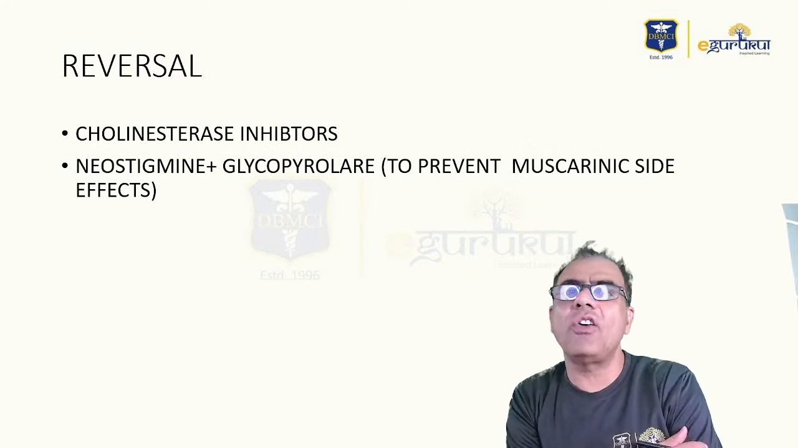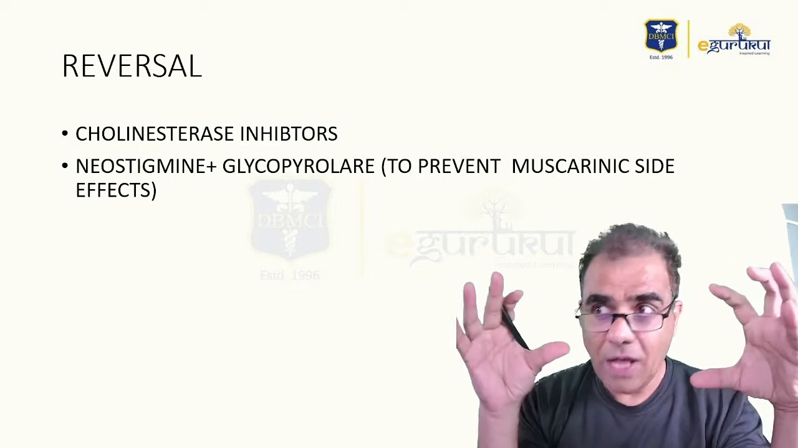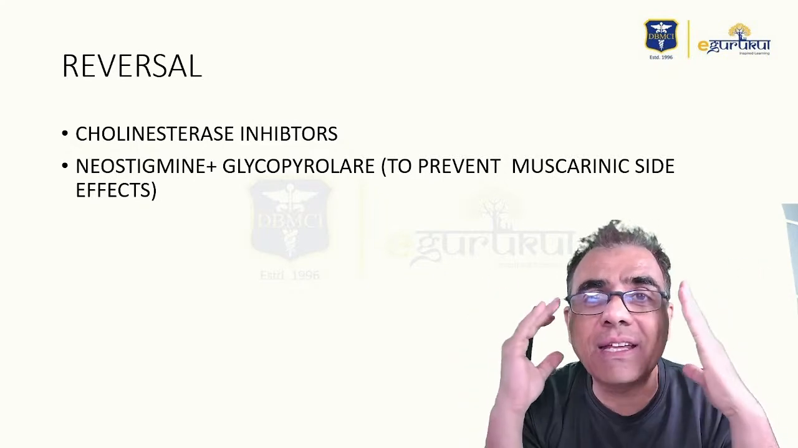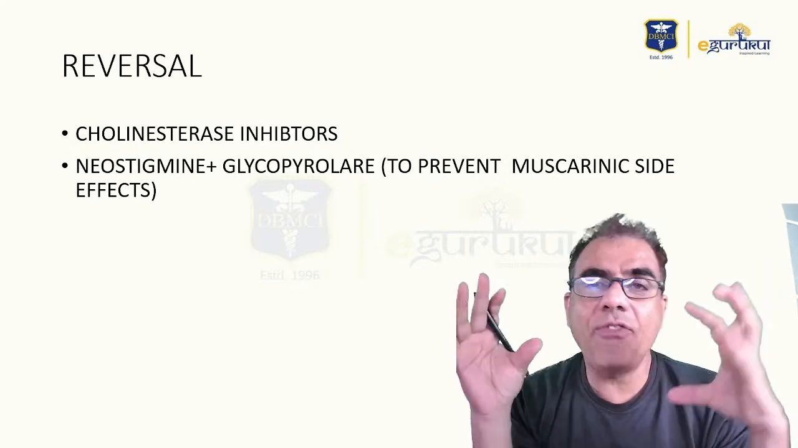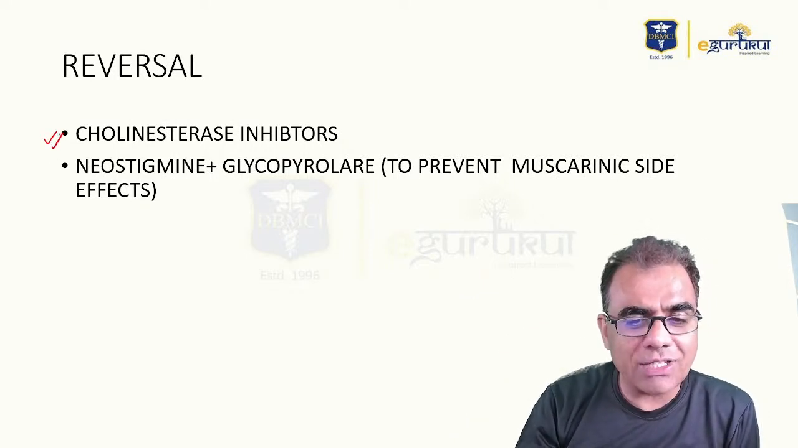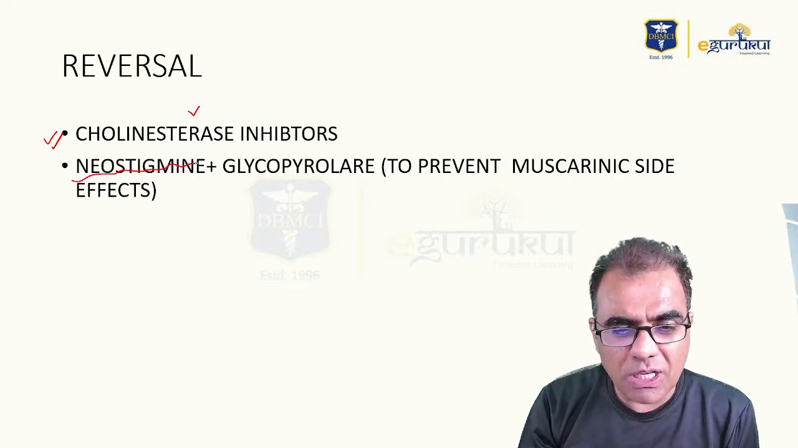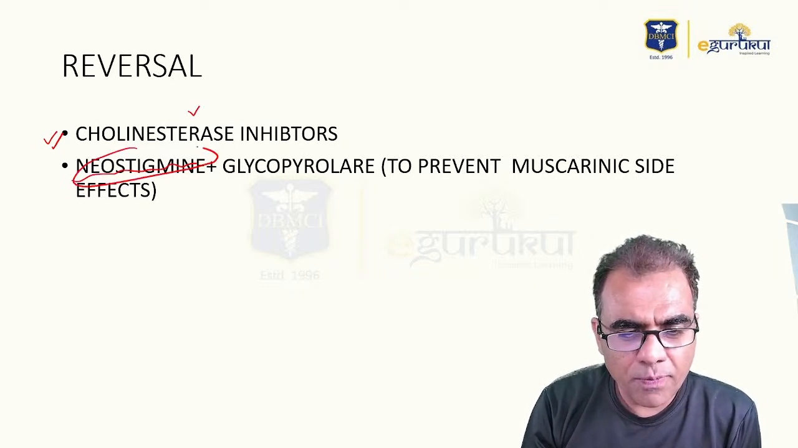Now the effect of non-depolarizers has to be reversed. If you don't want the active form of muscle relaxant, otherwise it can be life threatening. So the effect has to be reversed. And for reversal, we can use cholinesterase inhibitors, that is neostigmine. And how neostigmine acts, you already know.